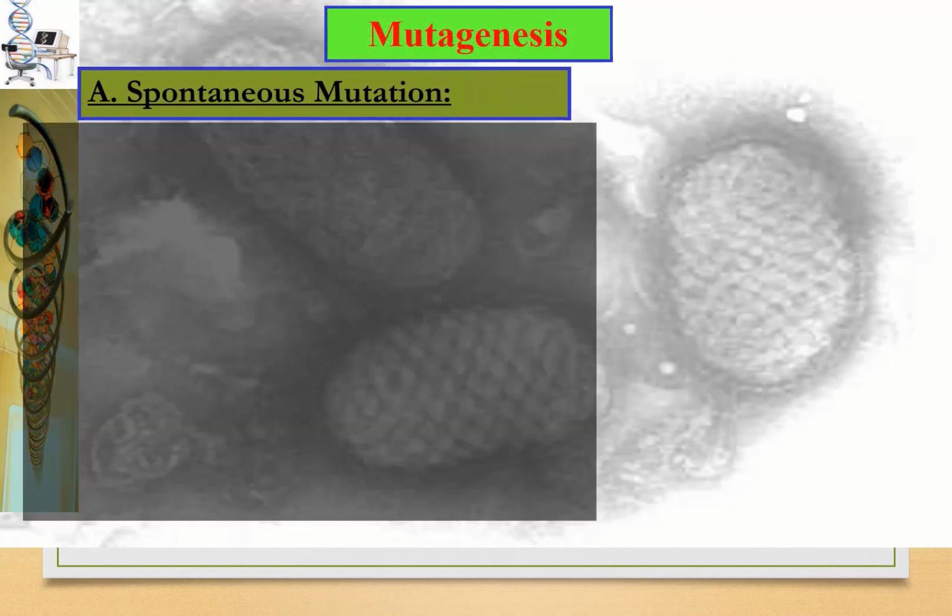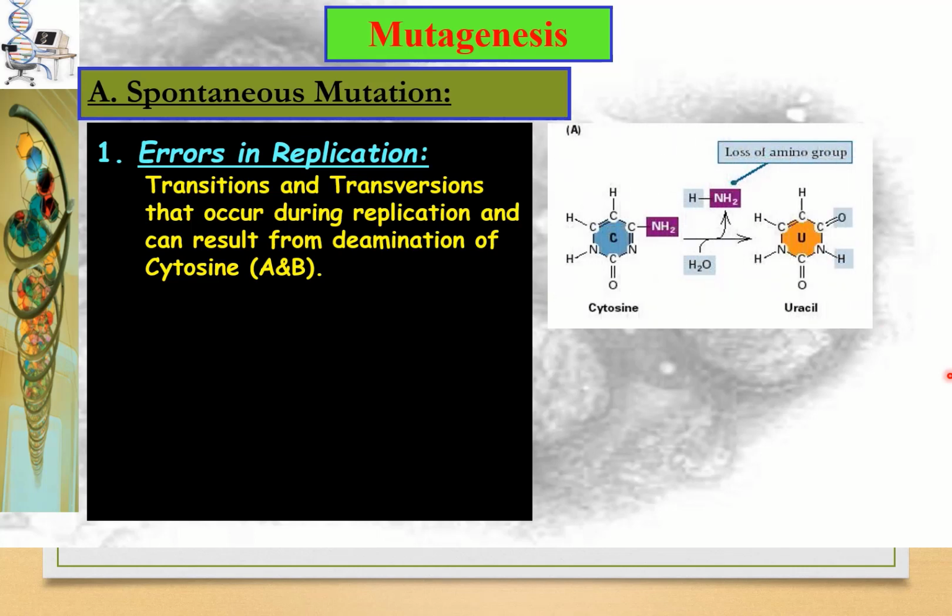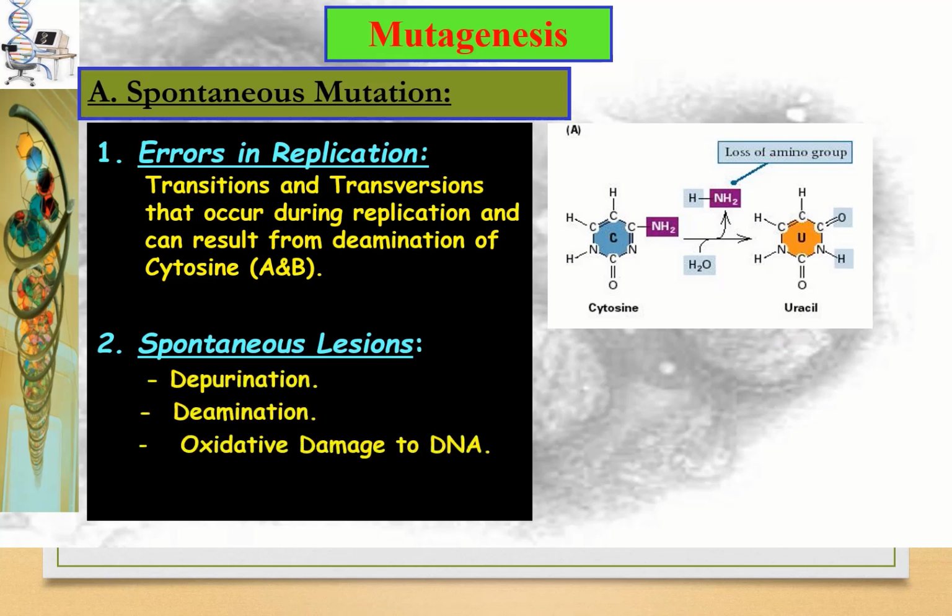Mutagenesis. Spontaneous mutation: errors in replication, transitions and transversions that occur during replication, and can result from deamination of cytosine. Here, the cytosine loses its amino group and becomes uracil. Spontaneous lesions include depurination, deamination, and oxidative damage to DNA.